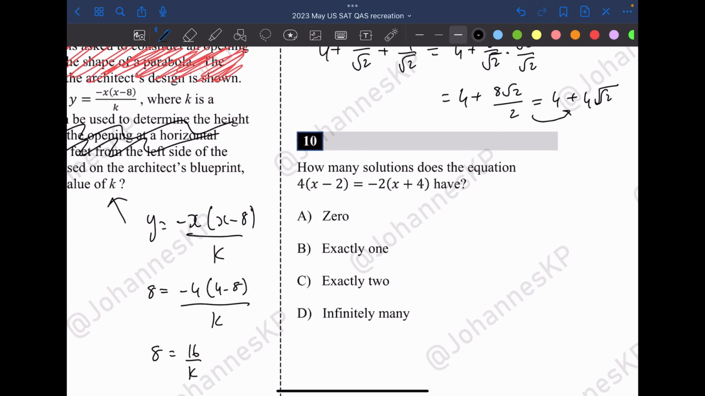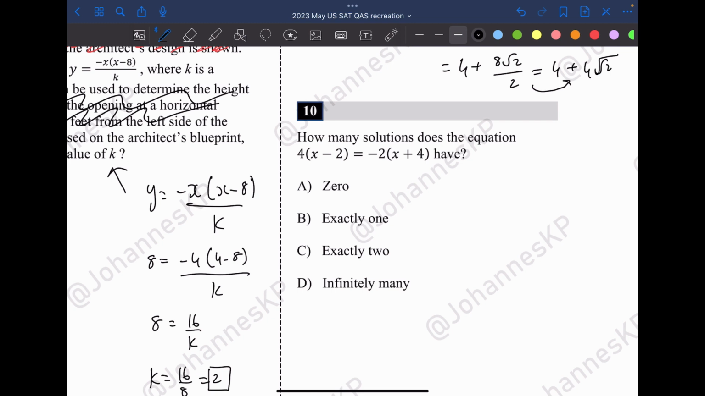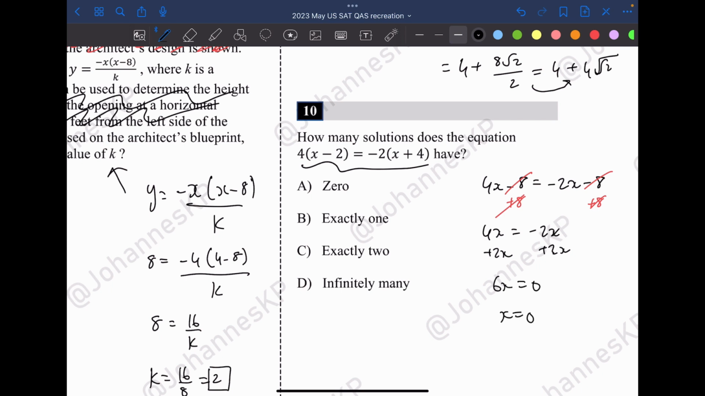We're done. Let's move on to question number 10. How many solutions does the equation have? So once again, to find the number of solutions, just solve it and see how many you get. So expand the first bracket. You would get 4x minus 8 is equal to negative 2x minus 8. Okay, now let's get rid of both negative 8s because they go away if you add 8 to both sides. And then you would have 4x is equal to negative 2x, so add 2x to both sides. You'd have 6x is equal to 0, in other words, x is equal to 0, and this is only one solution, so we are done. So exactly one solution, that's it.